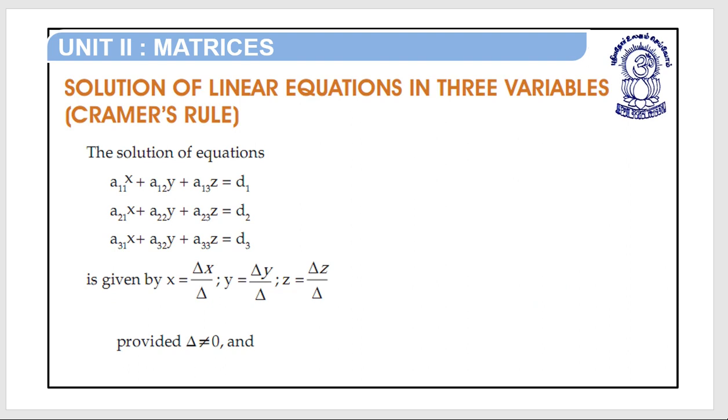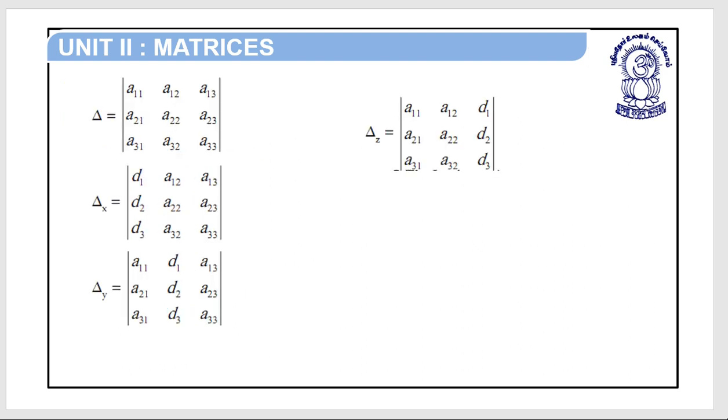Now, Cramer's rule. Solution of linear equations in 3 variables is Cramer's rule. The solution of equations a11x plus a12y plus a13z is equal to d1, a21x plus a22y plus a23z is equal to d2, a31x plus a32y plus a33z is equal to d3 is given by x is equal to delta x by delta, y is equal to delta y by delta, z is equal to delta z by delta. Delta not equal to 0, and delta is the determinant a11, a12, a13, a21, a22, a23, a31, a32, a33.